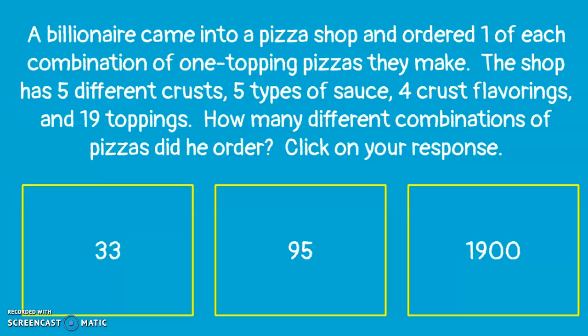You certainly could use a calculator to work this problem, but I'm going to go ahead and use some mental math. I'm going to take 5 times 5 is 25. 25 times 4 is 100. And 100 times 19 is 1900.